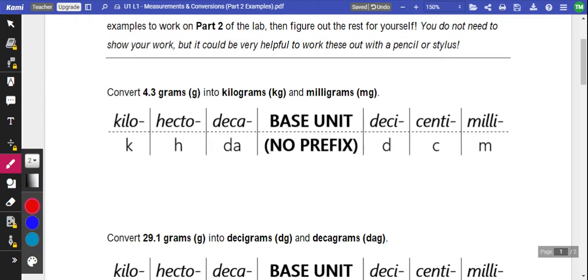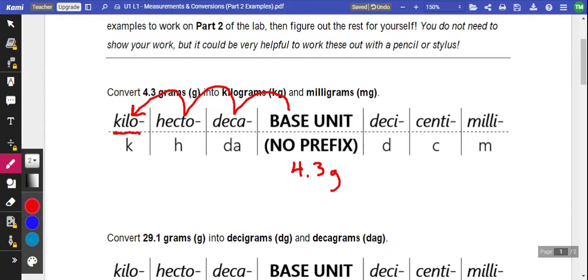Okay, so I'm starting with 4.3 grams. That's my starting amount, and it's my base unit, not because it's what I'm starting with, but because it's just grams. It's regular grams. It's not centigrams. It's not decagrams. It's just regular old grams. That's a base unit. Now if I want to change it to have a prefix, it's going to end up in one of these spots on the side. So if I'm trying to convert from 4.3 grams into kilograms, that's all the way over here on this chart. So I'd have to move 3 spots to the left on this chart to get from regular grams to kilograms. My decimal place is going to do the same thing.